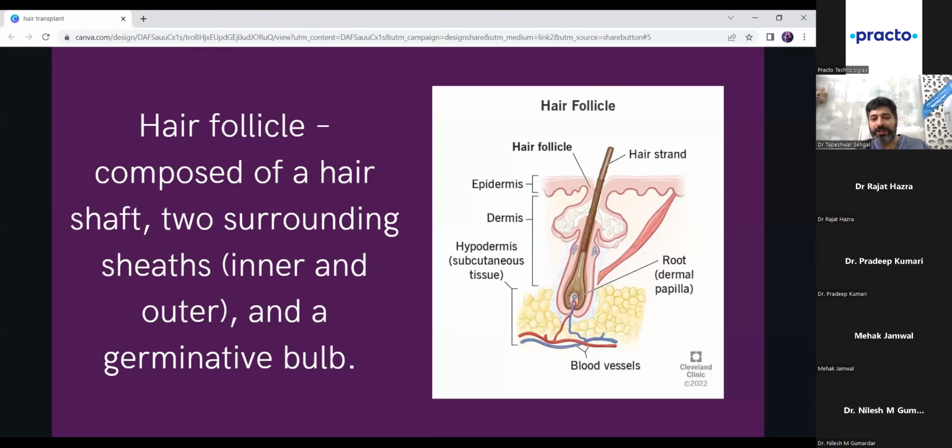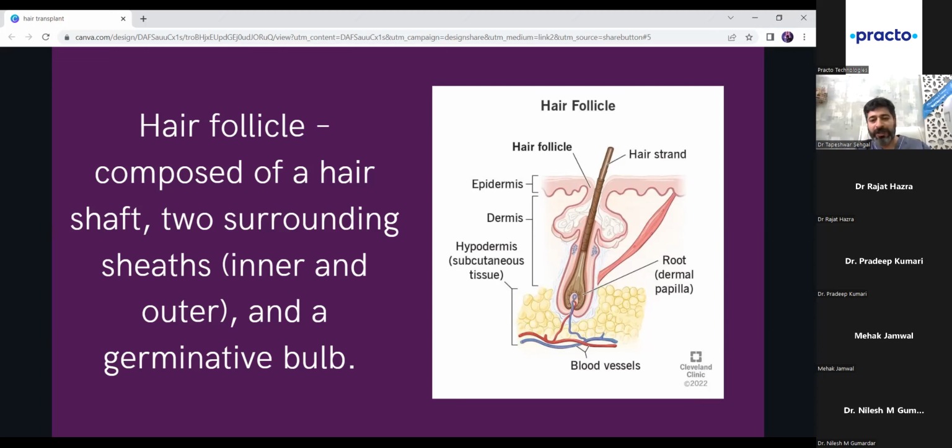The hair follicle is composed of a hair shaft, which is visible to us, two surrounding sheaths, inner and outer, and a germinative bulb. This follicle with the germinative bulb is the one which causes hair growth, giving the patient natural hair growth. The difference between artificial hair weaving and hair transplant is this germinative bulb.